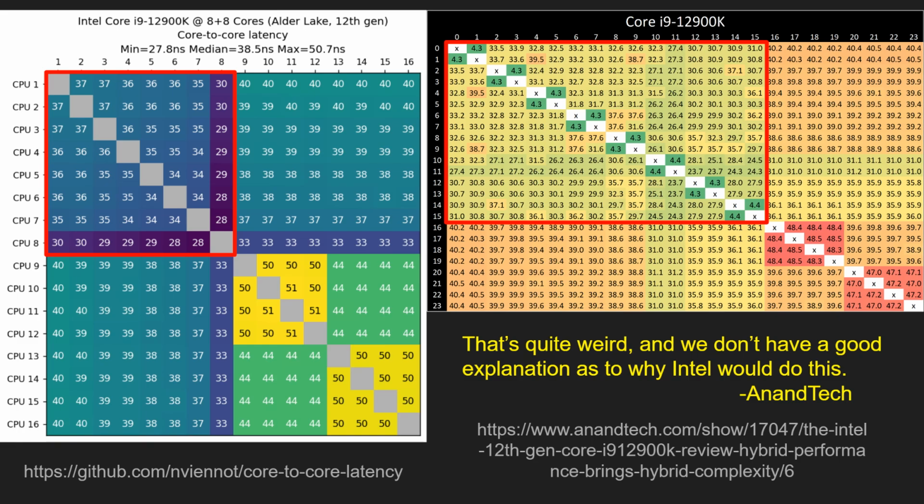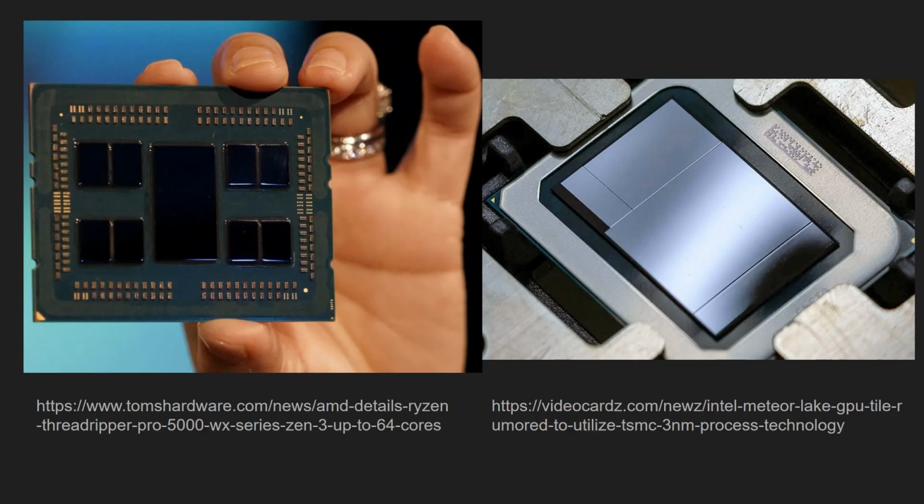The reporters at AnandTech seem to agree with me that something weird is going on here. I don't really have any insight into this, but comparing the AnandTech graph versus the graph on the left, in one it shows the latencies between cores, and in the other it shows latencies between logical processors. And here you can see that the big cores have 2 hyperthreads per core, whereas the little cores have a single hyperthread per core.